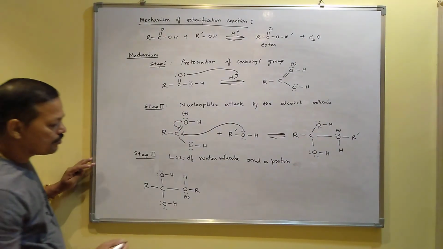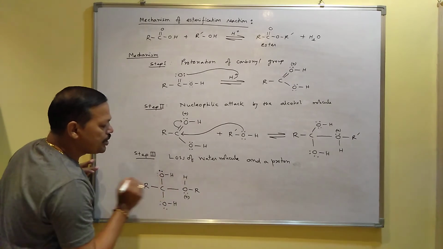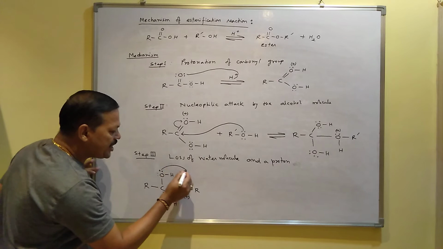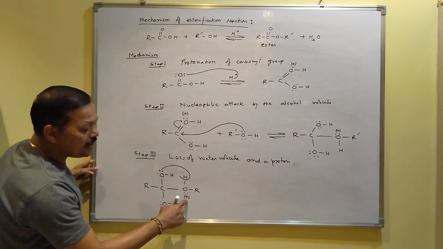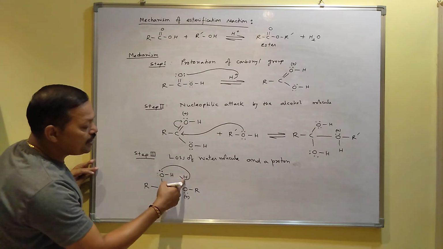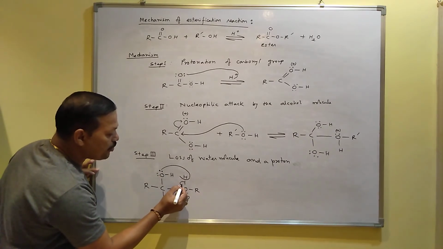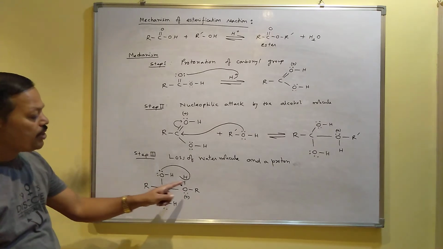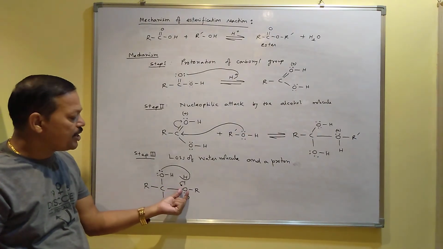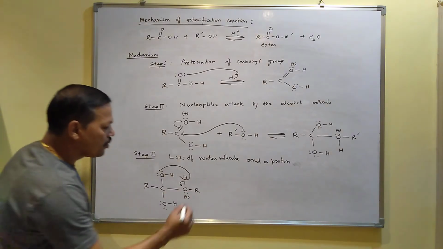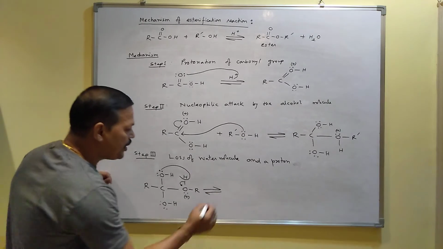Now what happened? This lone pair will take the H plus ion from this, because it is positive, to neutralize the positive. This oxygen will take the H plus ion from it, and the bonded electron will remain inside oxygen. So when the bonded electron remains inside oxygen, you will get two lone pairs inside oxygen. That's why this oxygen becomes neutral now. So after this, what will you get?